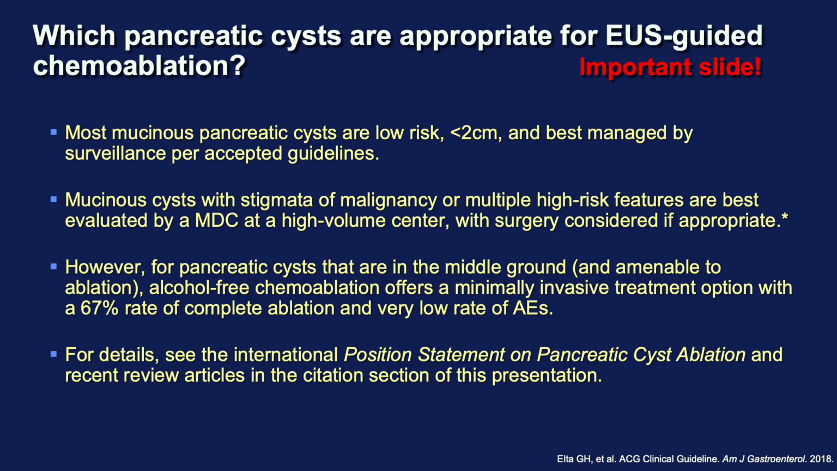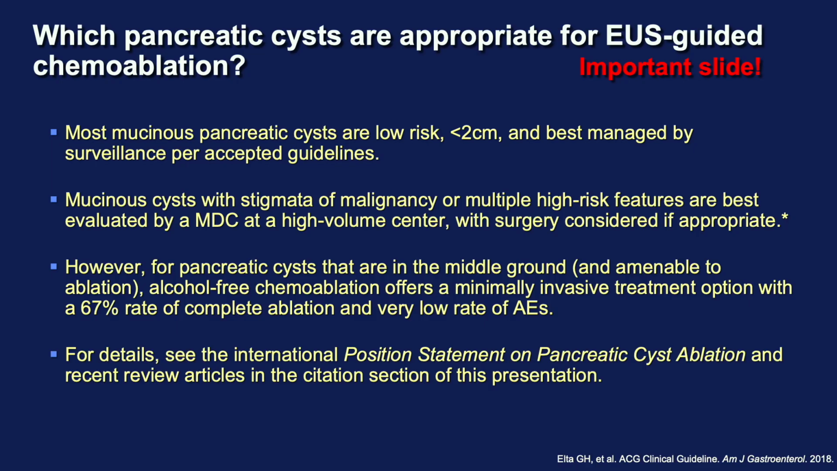So who's right for ablation and who's not? Most cysts are small. They're low risk, best followed by surveillance. Cysts that have stigmata of malignancy should be evaluated by a multidisciplinary committee and surgery considered if possible. But the cysts in the middle, that's who we're talking about, and appropriate for ablation, that's who we think this is a good option for. It's just like those of you who do EMR, ESD, you got referred to a lesion, you look at it, you're there to do EMR, but it's got features of malignancy on it. You got to think, hey, is this better for colorectal surgery? This is the same thing.